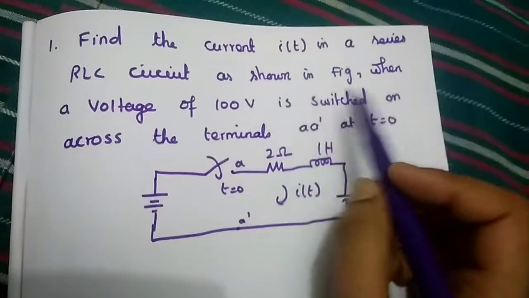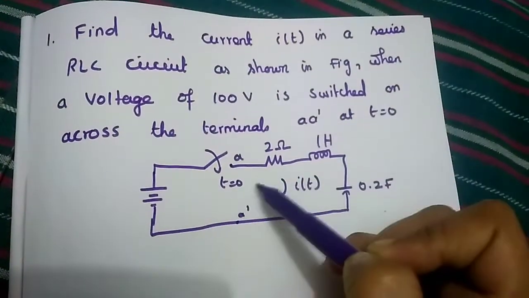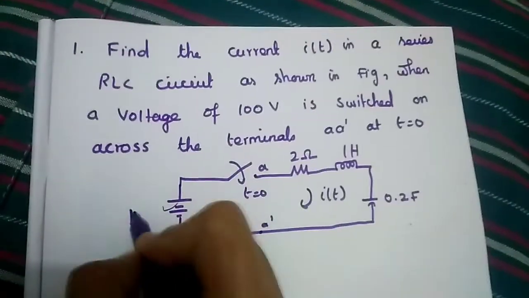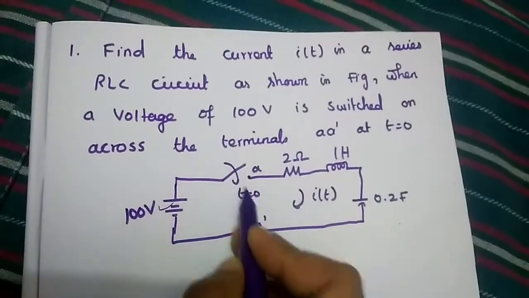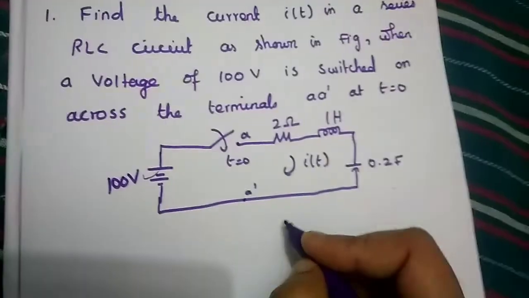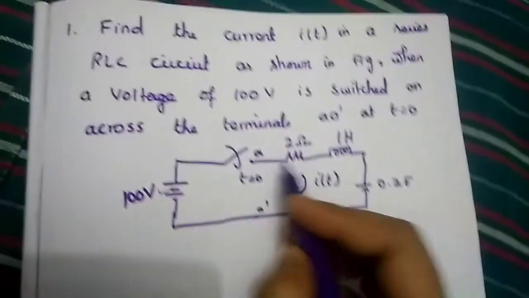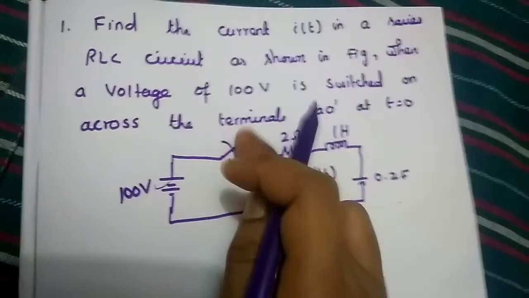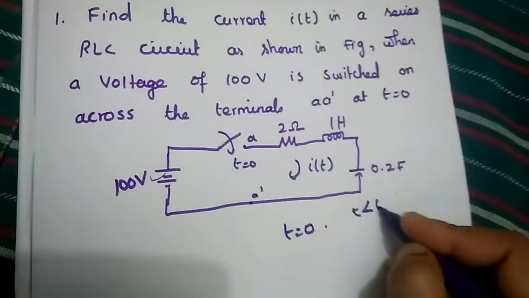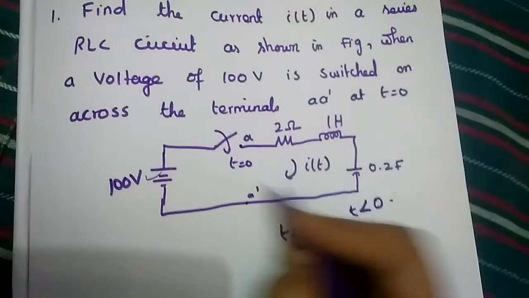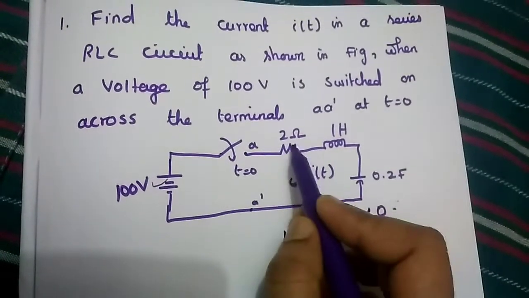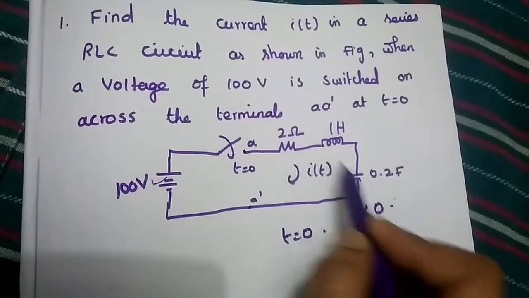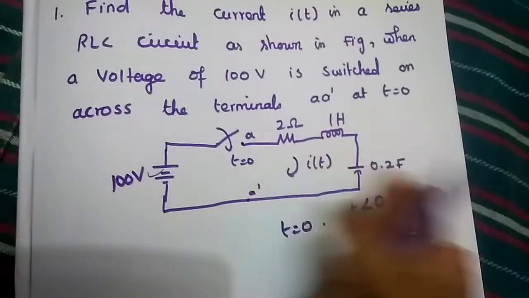So now we are going to find the current of this circuit, and this voltage is given as 100 volt, and this switch is on at t equal to 0. So at t equal to 0, this switch is closed. When t is less than 0, this circuit is open circuit, so there is no current flow. So the current across this resistor, inductance and capacitor becomes 0. So the initial conditions are 0.